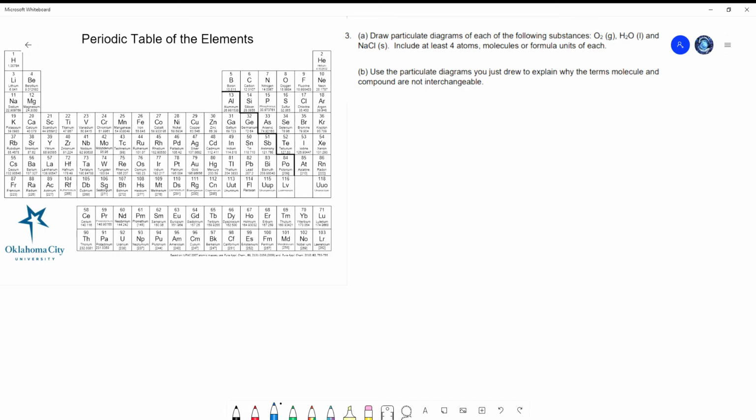The question I'm going to be answering is: draw particulate diagrams of each of the following substances: oxygen, O2 gaseous, H2O liquid, and NaCl solid. So, oxygen is going to be just molecules because it doesn't include a metal. It's only a non-metal.